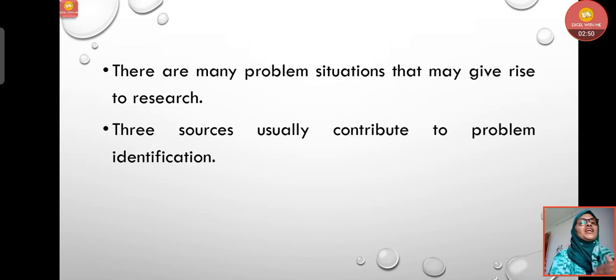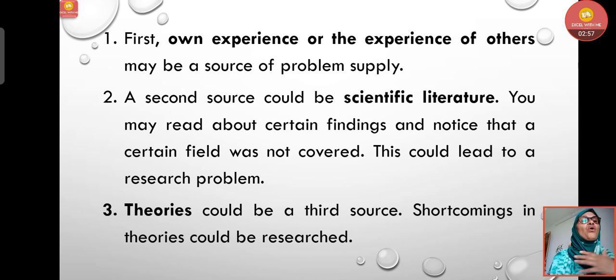There are many problem situations that may give rise to research, obviously. Three sources usually contribute to problem identification. First, own experience or the experience of others may be a source of problem supply. Obviously, our own experience. Just now I told you, I am a teacher educator. I face so many challenging things in front of me while teaching the student teachers related to their micro teaching, macro teaching, practical work, theoretical work. So many things I experience and I find some gaps in them. At that point in time, I will pick up any challenge and I'll go for some research article or something. Or the experiences of others also. Somebody will narrate to us things related to their challenges, that also provokes or gives us the idea to work upon. A second source could be scientific literature.